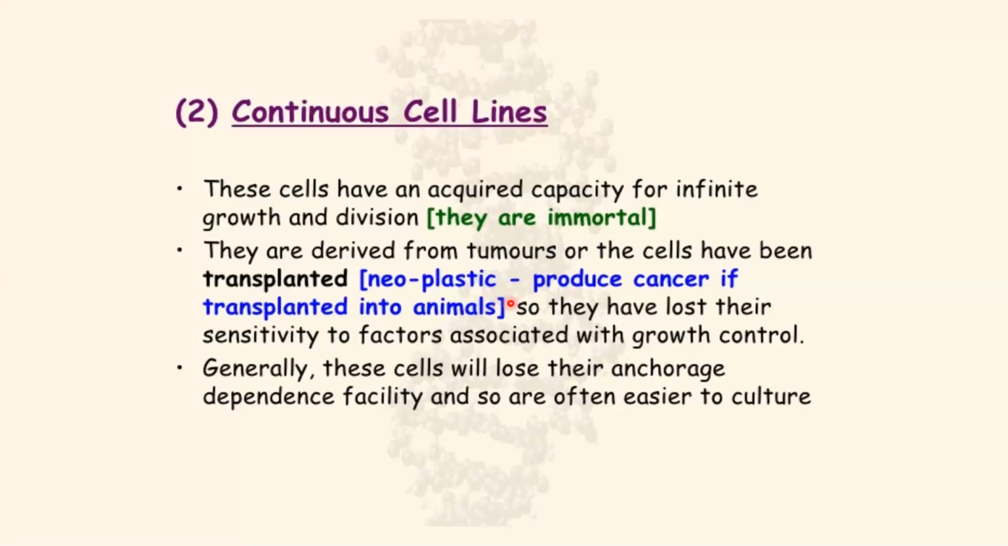And of course, they lost their sensitivity to factors associated with growth control. And they also lose their anchorage dependence, as I said, and they're very easy to culture. Now, when we are working in cancer studies and culturing cancer cell lines, they are continuous cell lines, and they are immortal cell lines, and they are anchorage independent. It means you can culture them under suspended conditions.